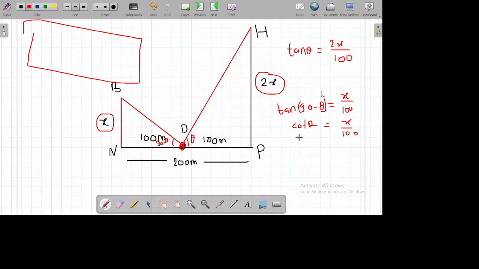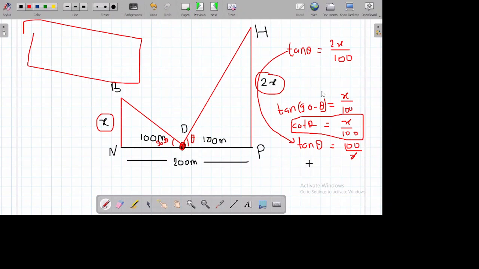So cot theta means 1 by tan. Or like this also we can write. So if cot theta is x by 100, tan theta will be 100 by x. In this also use the common sense, because we have learned in the smaller classes, in class 8. Cot is x by 100, then tan is 100 by x, because they are reciprocal of each other. Now the value of tan theta you can substitute from the first equation.